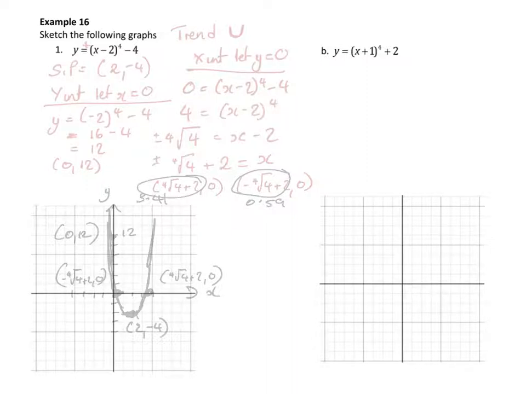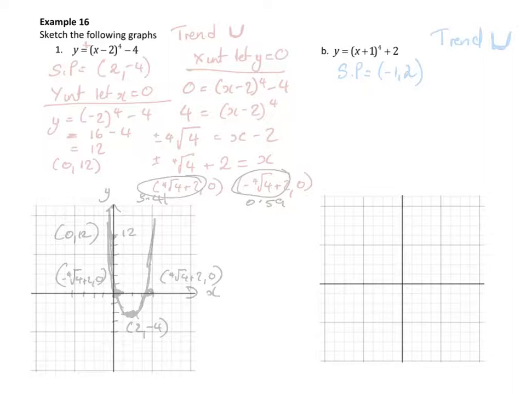All right, we're looking at another one here, which is y equal to (x plus 1) to the power of 4 plus 2. So let's again start off doing it exactly the same way by gathering all the information that we can. I have a stationary point here at -1, 2. What is the trend of my graph? Well, again, it's positive, it's upright, so it's going to look like that.